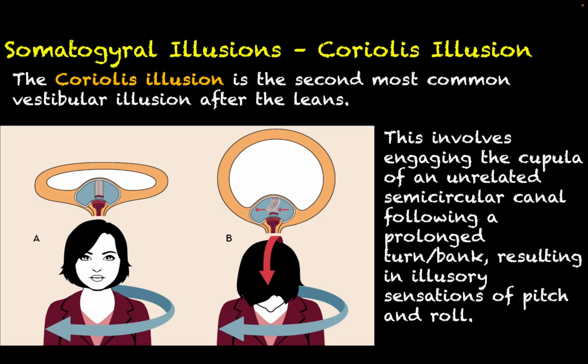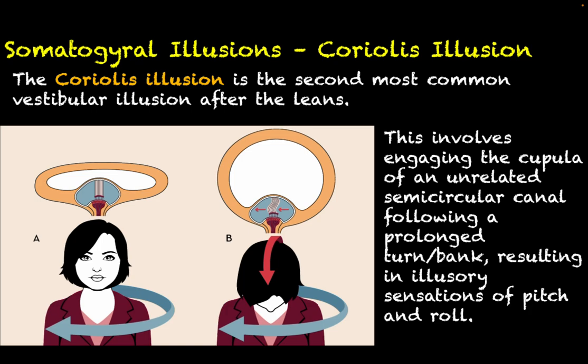So when you come out of that bank, you're going to have sensations of either pitch or roll. Depending on which direction you moved your head, you may come out of that bank and feel like you're gaining altitude or you're nose down or you're banking in a different direction. So this is called the Coriolis illusion.